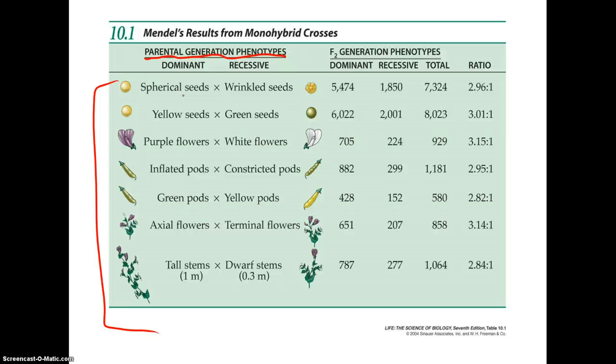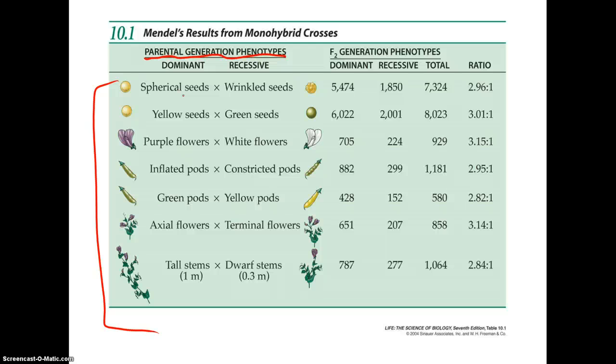He was looking at the pea pod shape. Was it inflated or was it constricted? Looking at the pod color, green versus yellow. The flower location, was it in the armpit or towards the stem of the flower, axial, or was it at the very tip, or terminal? And then he was looking at the height, so tall versus small plants.